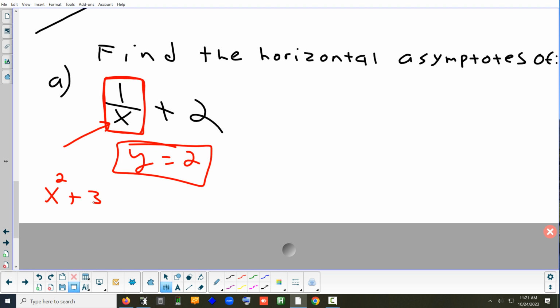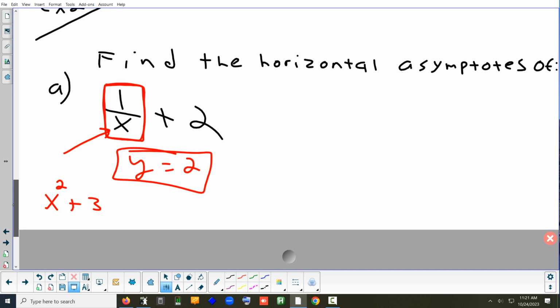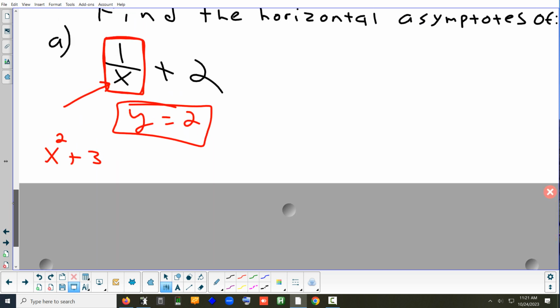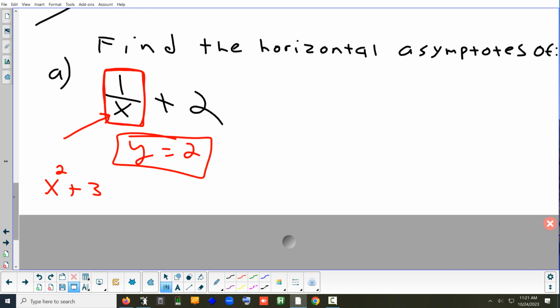Yep. This would shift the parabola up 3. So adding or subtracting on the end shifts it up or down. So does that mean the asymptote would be 2? Yeah, the asymptote would be at 2. If you don't shift it, it's at 0. But since we shifted it up 2, the asymptote shifts up 2 as well.